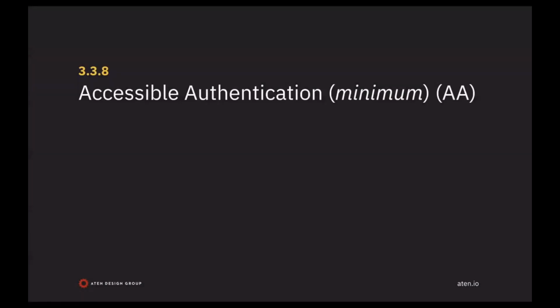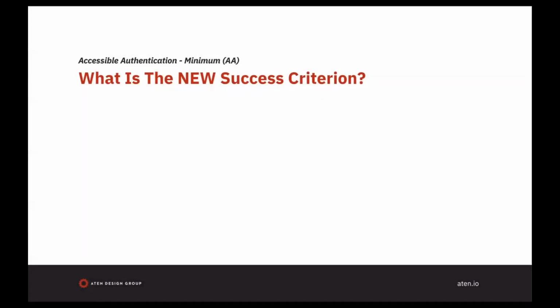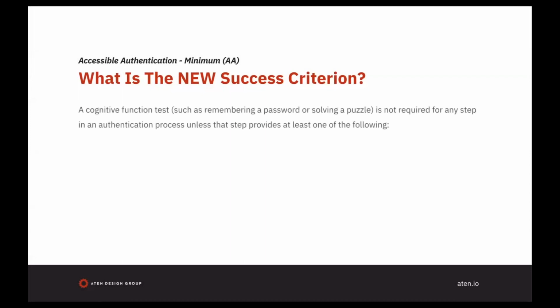Next is accessible authentication minimum. As you know, we're also going to talk about the enhanced version as well. So what is this new success criterion? Well, a cognitive function test, such as remembering a password or solving a puzzle, is not required for any step in an authentication process unless that step provides at least one of the following. I think I gave an example for this one and the last one. I think my mind was already jumping ahead. I was apparently excited about it, so I apologize for that.